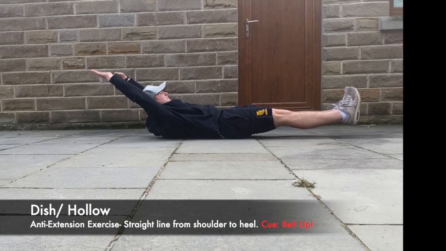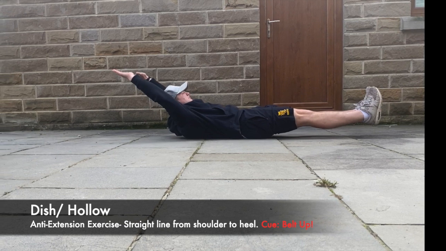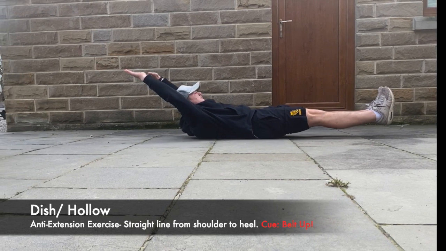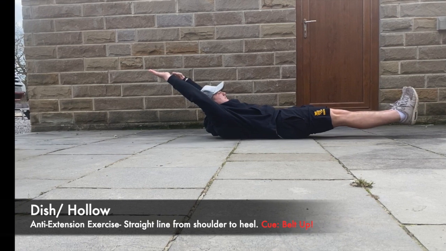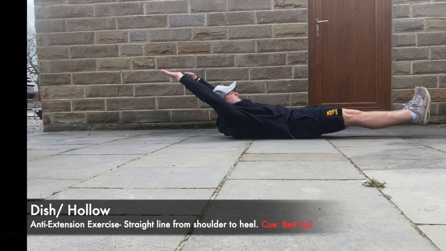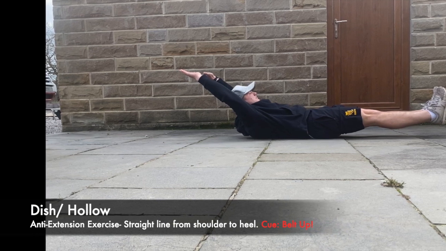The second exercise to improve core stability is the hollow or dish. Again, this is an anti-extension exercise, however in an open chain position. This exercise can be progressed with duration or addition of weights to the extremities. However, the athlete has to maintain the belt up position.